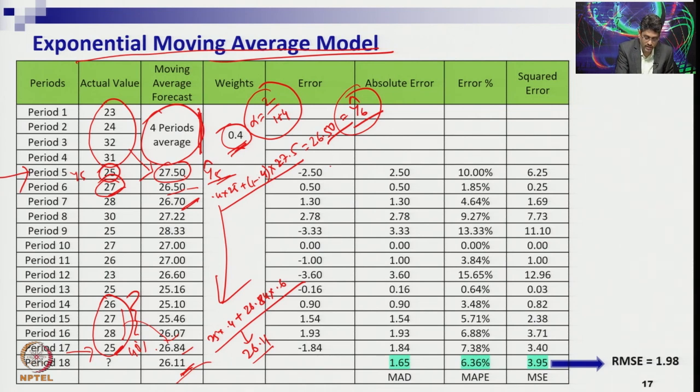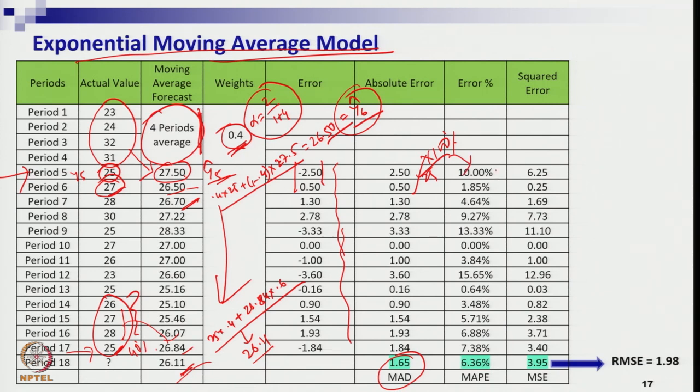And now you can calculate the error part. Once you get the forecast value, you can calculate the error. You calculate the error, and you can calculate the absolute error by taking the absolute value, and then the square of the absolute value. If you take the average of the absolute error, you will get the MAD. If you take the absolute error divided by the actual value, say 25, into 100, you will get the percentage error, right? And if you take the average of them, you will get the mean percentage error. Now, if you take the square of the error, you will get the squared error.